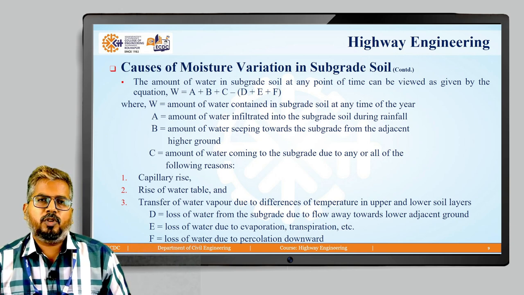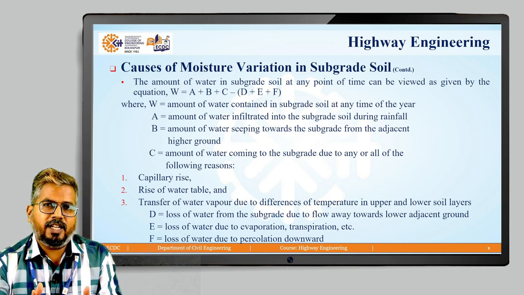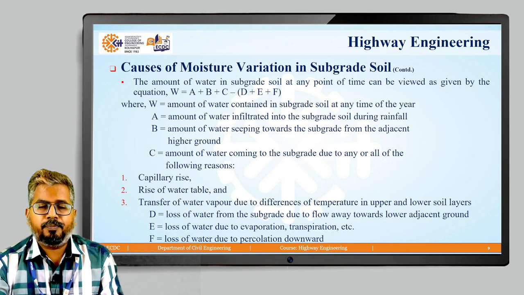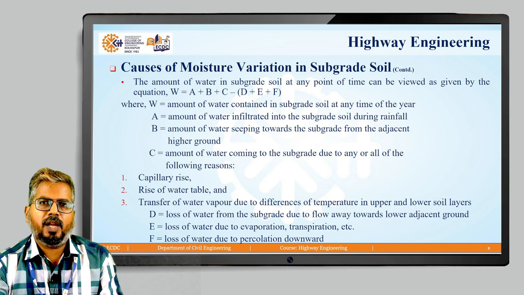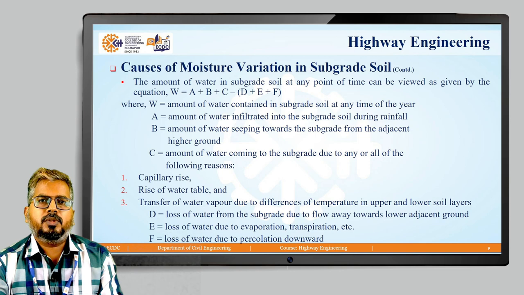Then the amount of water in the subgrade soil at any point of time can be calculated as given by this equation: W = A + B + C − Σ(D + E + F). Here W is the amount of water contained in the subgrade soil at any time of the year. A is the amount of water infiltrated into the subgrade soil during rainfall. B is the amount of water seeping towards the subgrade from the adjacent higher ground.